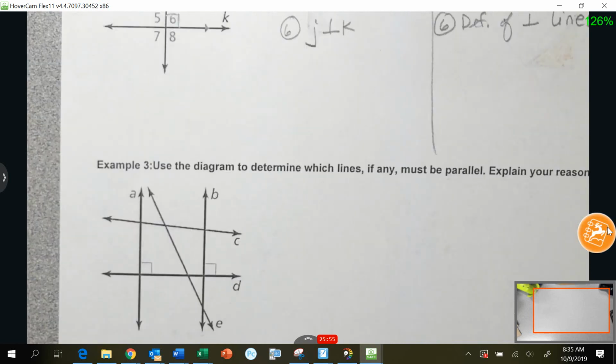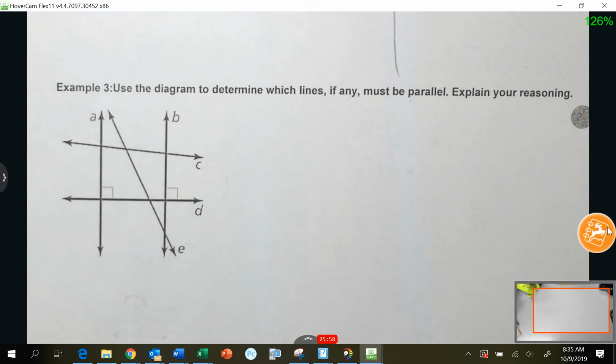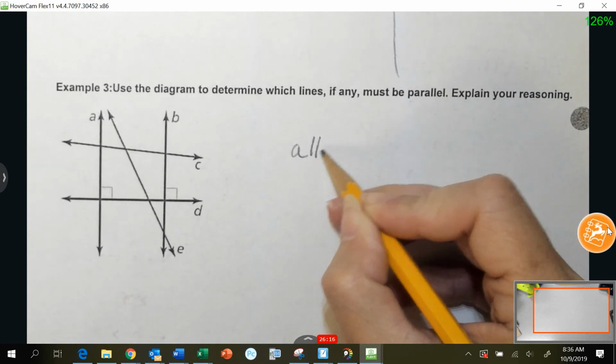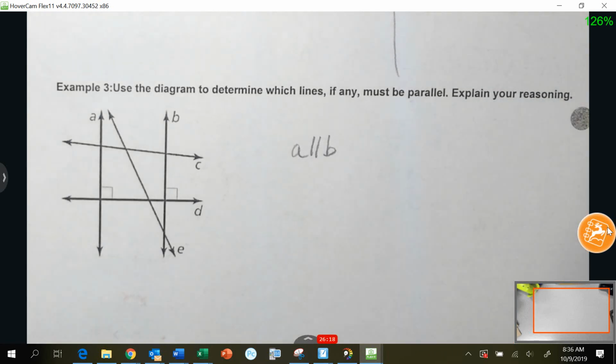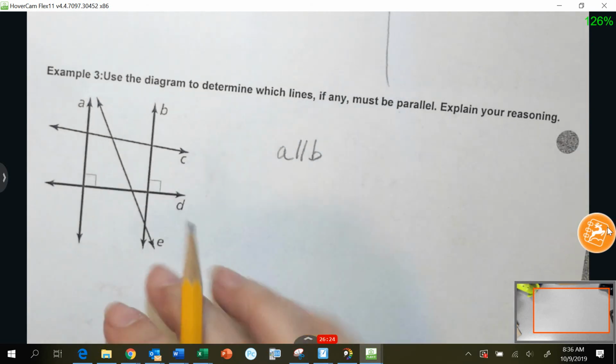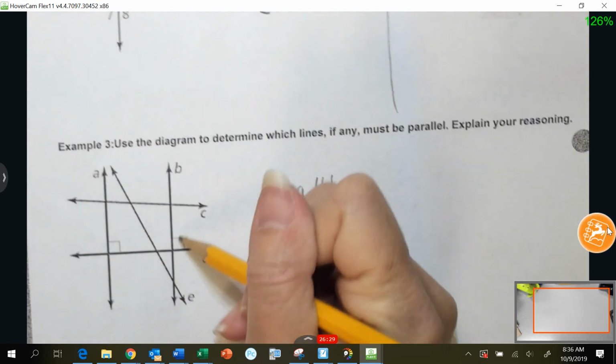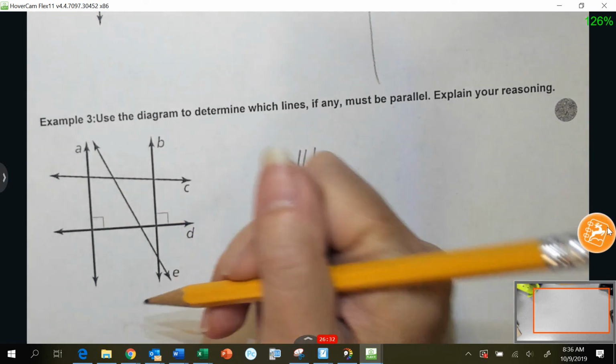All right, last example. Use a diagram to determine which lines, if any, must be parallel. Explain your reasoning. Do you have any lines in this diagram that must be parallel? Stephen, what do you think? A and B? Why? Because they both have what? Oh, because they're both marked perpendicular. So we have something over here that says if both lines are perpendicular, then the lines have to be parallel.